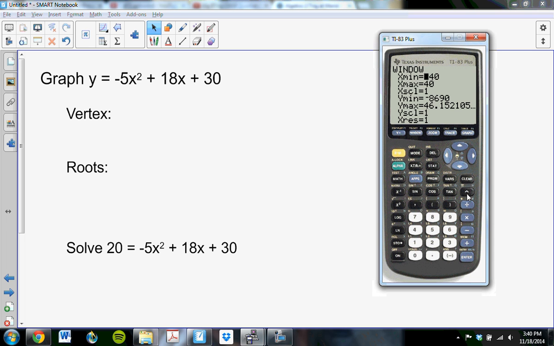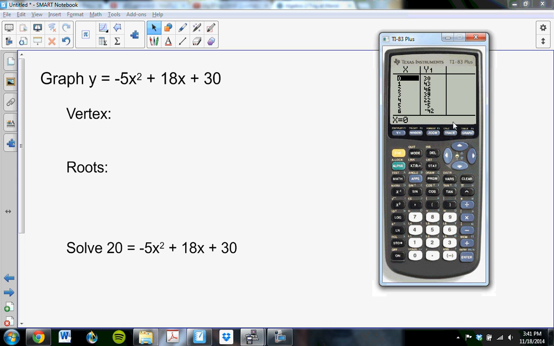So for example, before I ever saw the graph, I can look at this equation and I can tell the graph is going to go down. I can tell that it has a y-intercept of 30. So if it has a y-intercept of 30 and it's pointing down, I know the vertex has to be higher than 30. I could find the highest point by calculating negative b over 2a, which is 18 over negative 10, which is negative 1.8. I could actually plug negative 1.8 in for x to calculate this if I wanted to.